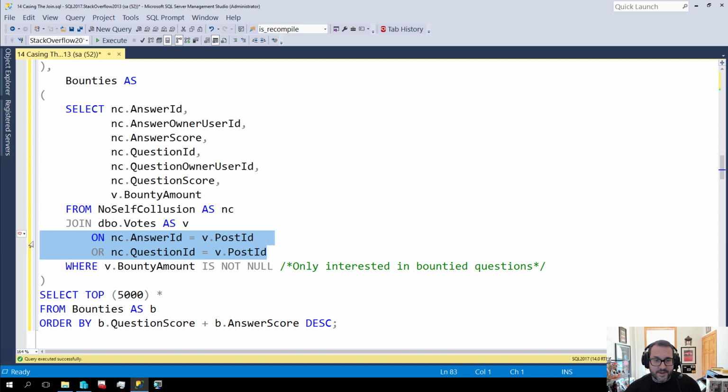We're going to join votes on the answer ID being equal to the post ID, or the question ID being equal to the post ID. Whew. Yeah, let's run this query.